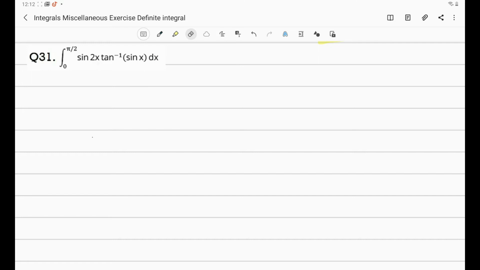Hi, in this session we will discuss the miscellaneous exercise question number 31 from the chapter integrals. Integral 0 to pi by 2 sine 2x into tan inverse of sin x dx. So let us put tan inverse of sin x as t. So this implies sin x is equal to tan t.